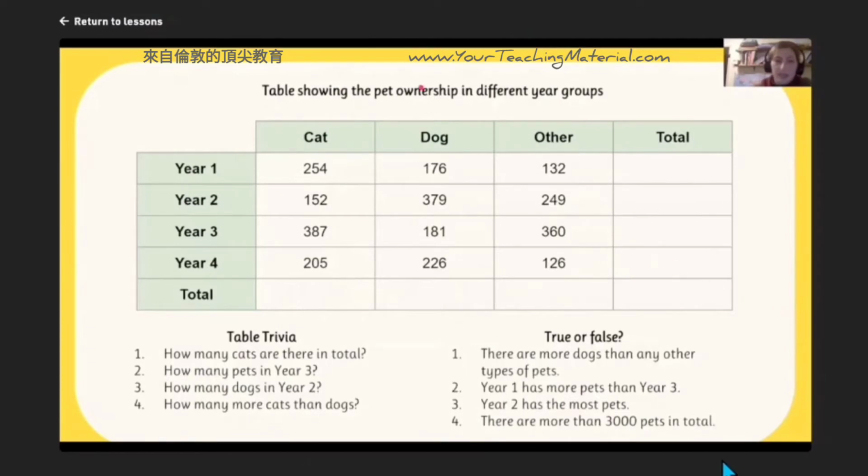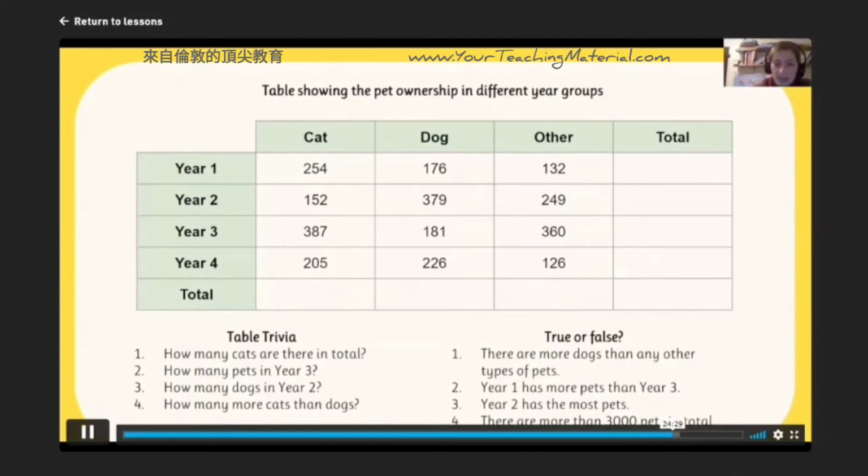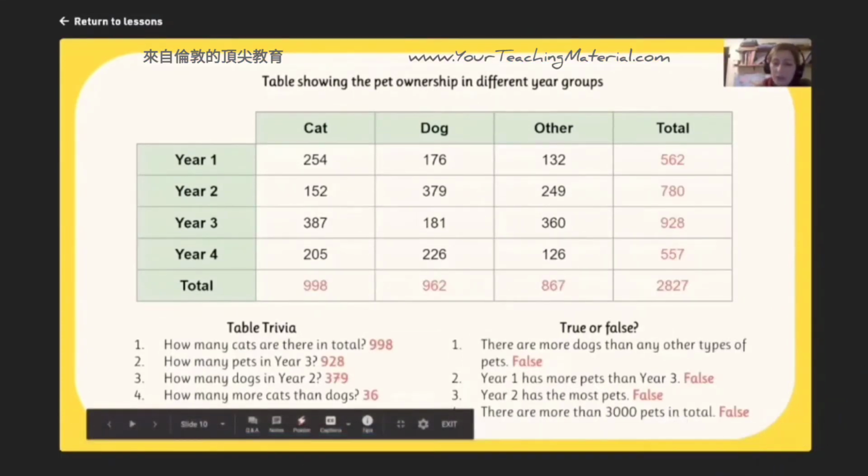Are we ready for the answers? Let's have a look in Q&A. Who's been writing answers in? So for this one, none of them were true. So none of what we were told were true.